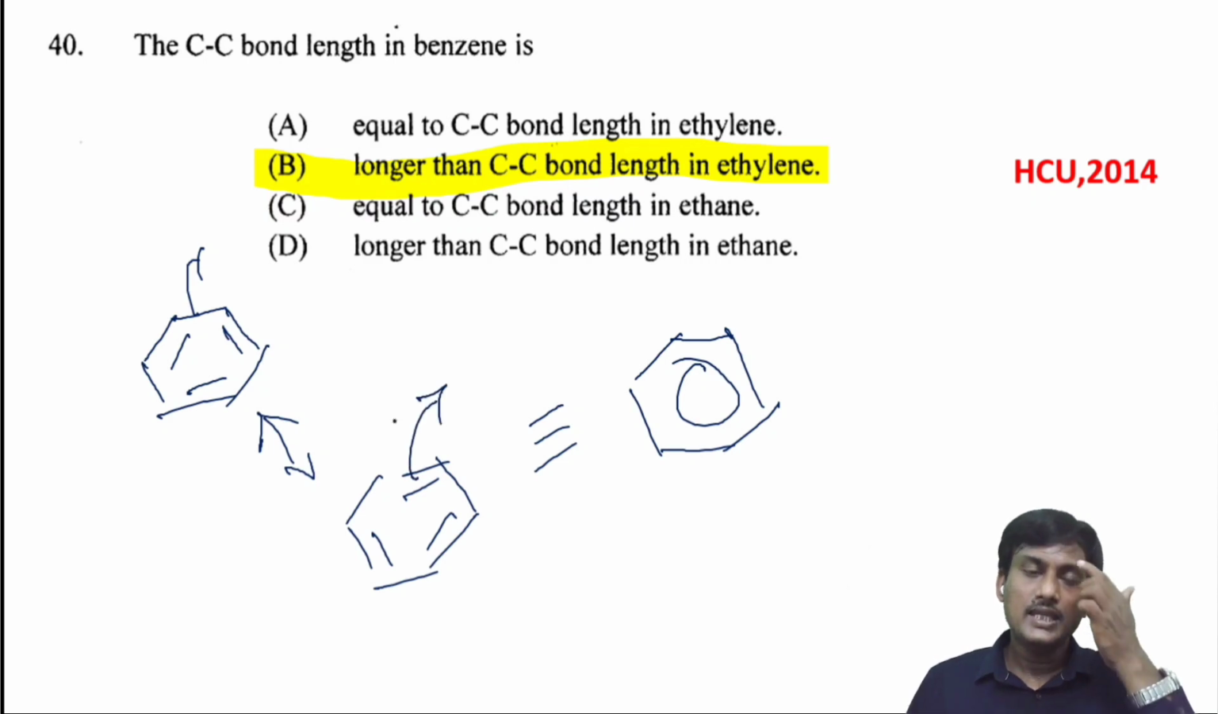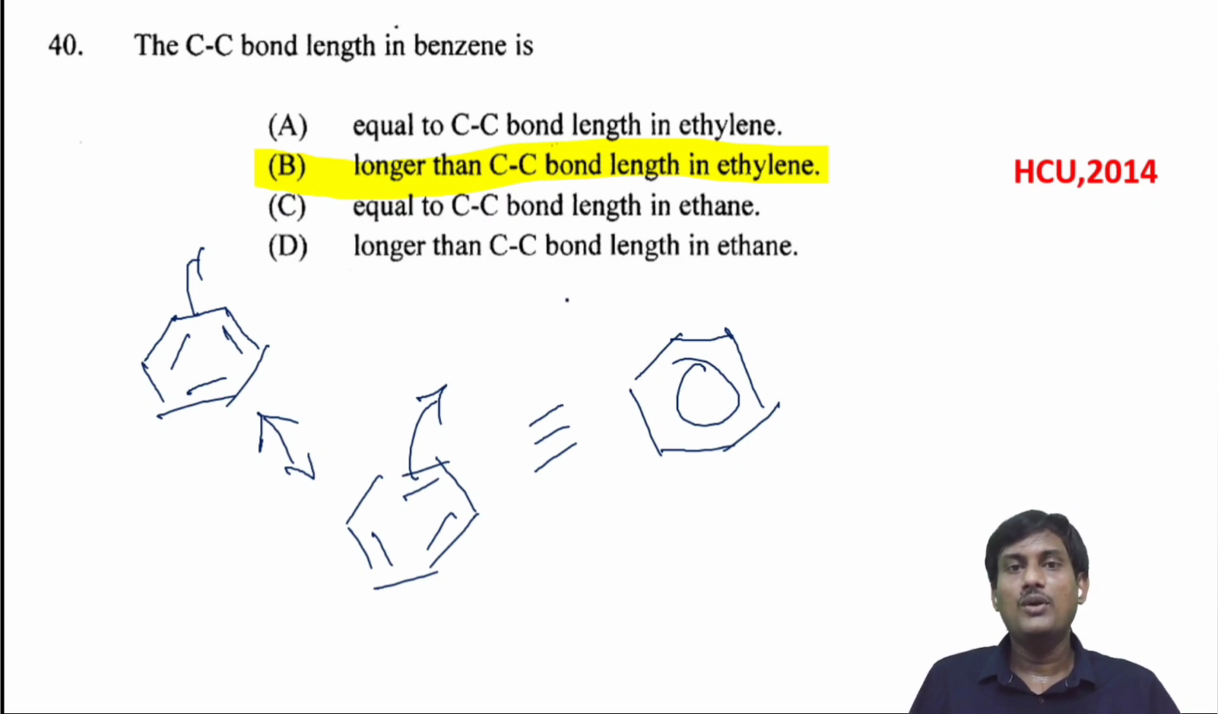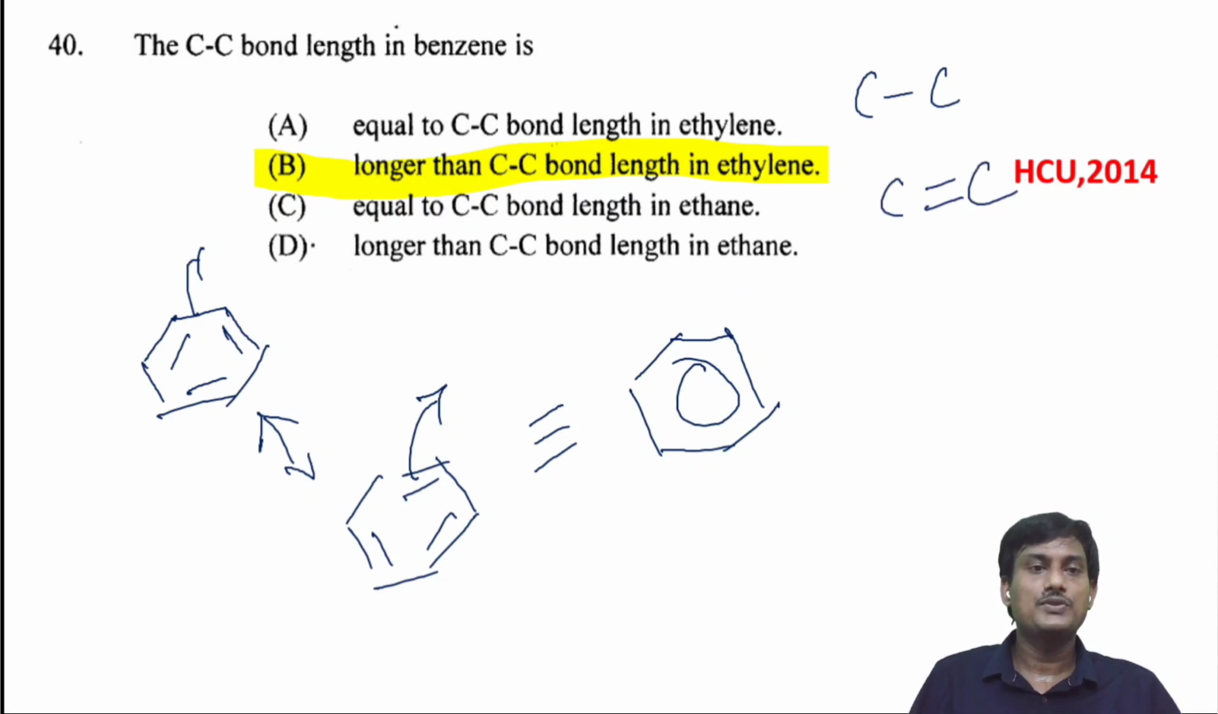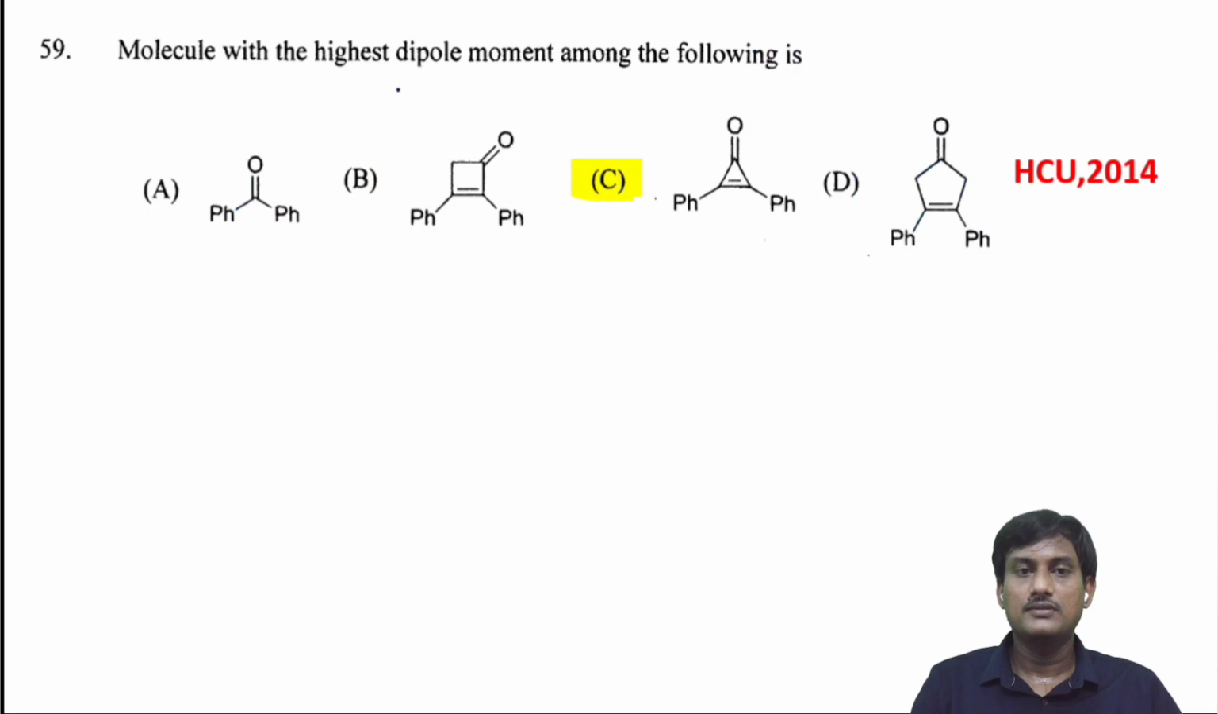When you take the average of single bond and double bond, you will get a bond character in between single bond and double bond. So it is longer than the C=C bond length in ethylene. Since there is an increase in bond length, the bond length is in between. It should be shorter than a single bond and longer than a C double bond C. So this is the correct option.